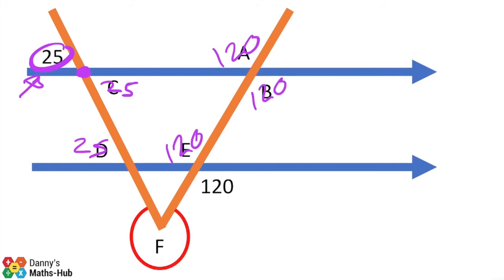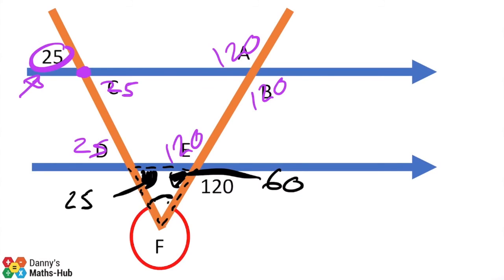Now, how could we possibly find what F is? For this question we need to use a different rule. We'd have to use the rules of our triangles. Look at this, this creates a triangle here. We can work out what this angle is because it's vertically opposite to 25 here. So we know that this angle would be 25, but we could work out what this angle here is as well because it's on a straight line with 120, so this is 60.